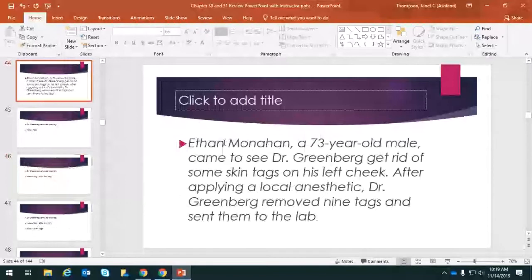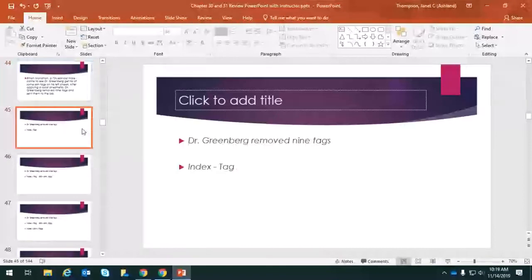Ethan, a 73 male, came to get rid of some skin tags on his left cheek. Oh, this is an easy one. Hallelujah. We can do this one. All right, so Dr. Greenberg removed 9 tags. We just looked at our section for skin tags. If you wanted to turn to that section directly, you can. There's only 2 codes in it.